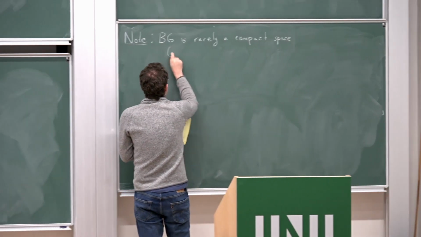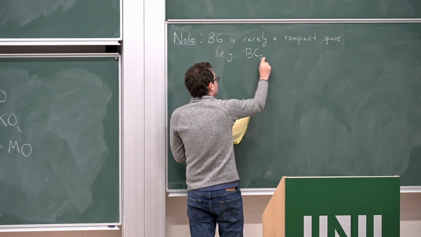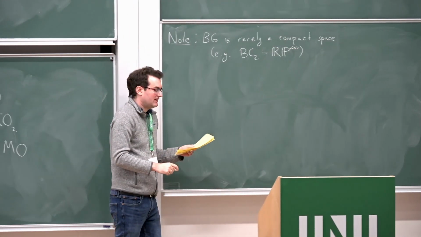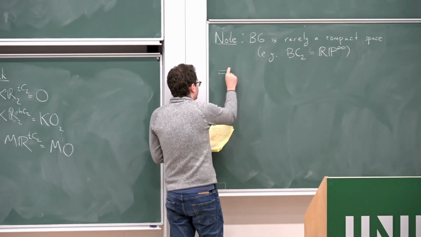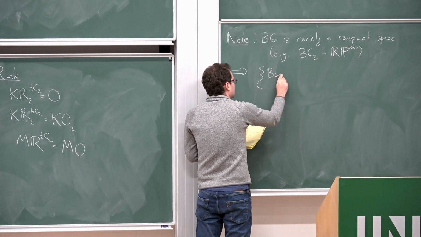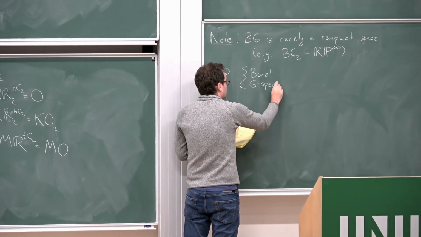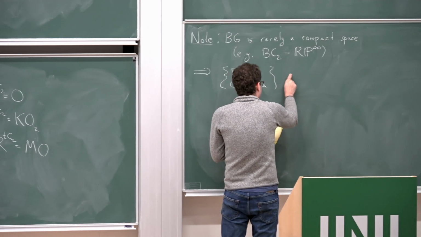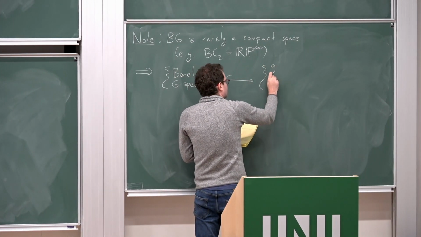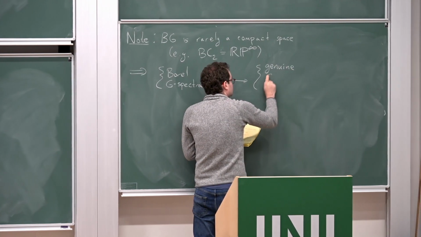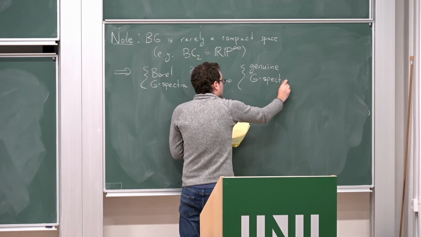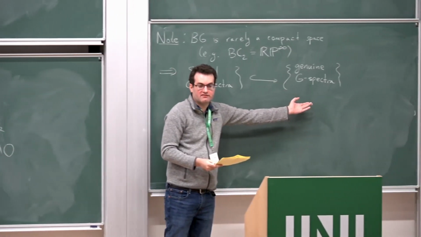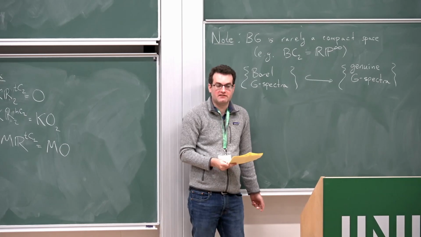If I look at something like B of the cyclic group of order 2, that's RP infinity, which is far from a compact space. And as a result, the category of Borel G-spectra, which is this category of local systems on BG, sits fully faithfully inside of a bigger category of genuine G-spectra. And if these constitute local systems on BG, these may constitute some kind of constructible sheaves on a compactification of BG.